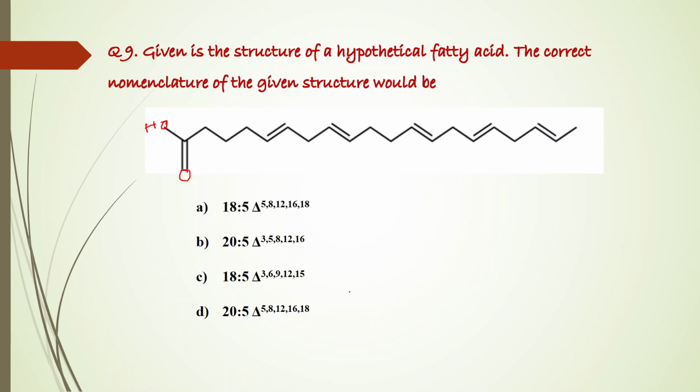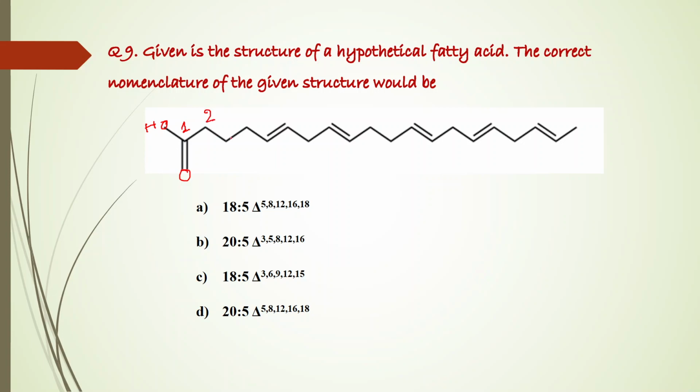From the options you can already see we are using delta designation. I already discussed delta designation, but again, in case of delta designation, where does the numbering start? It starts from the site of the COOH group. In case of omega designation, we start from the opposite end of the COOH group, but in case of delta designation, we start from the COOH group. So let us mark the carbon atoms first.